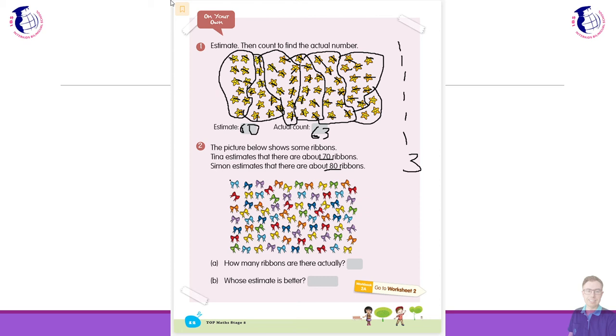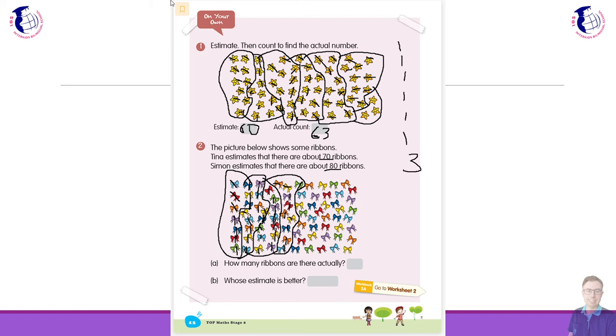So let's count them. 1, 2, 3, 4, 5, 6, 7, 8, 9, 10. Circle those. 1, 2, 3, 4, 5, 6, 7, 8, 9, 10. Circle around those as well. Oh, make sure I count that green one that I've just drawn over. 1, 2, 3, 4, 5, 6, 7, 8, 9, 10. Circle around these. 1, 2, 3, 4, 5, 6, 7, 8, 9, and 10. There we go.